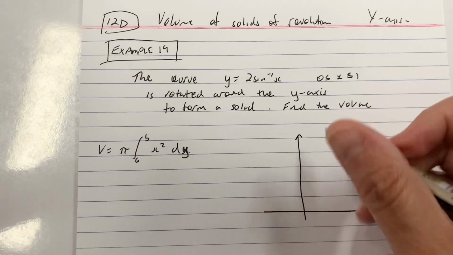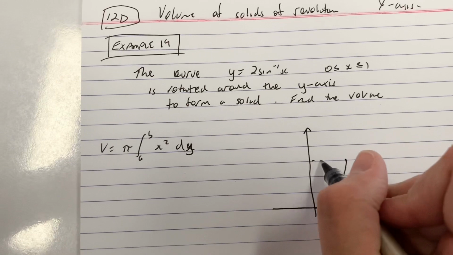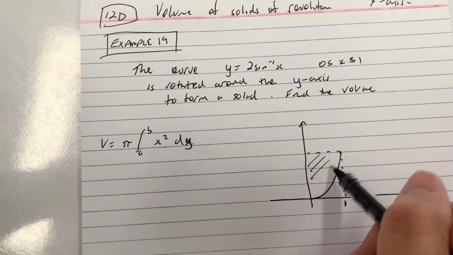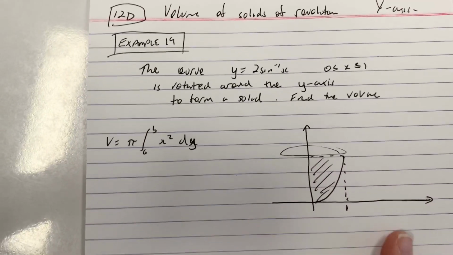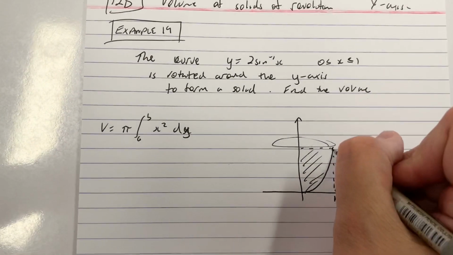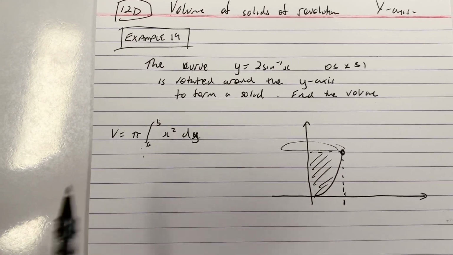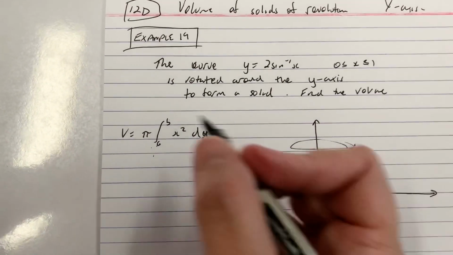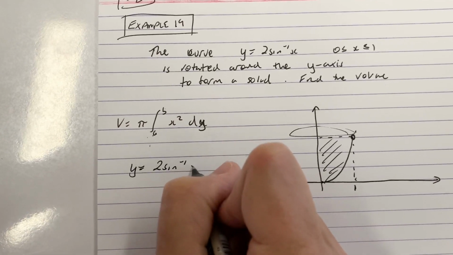Obviously my first protocol is to graph it, and it looks kind of like this when x is 1. So it's this area and it's being rotated around the y-axis. These need to be the y bounds. So obviously it's from 0, but we need the point here. Now the curve is y equals 2 sine negative 1 x.